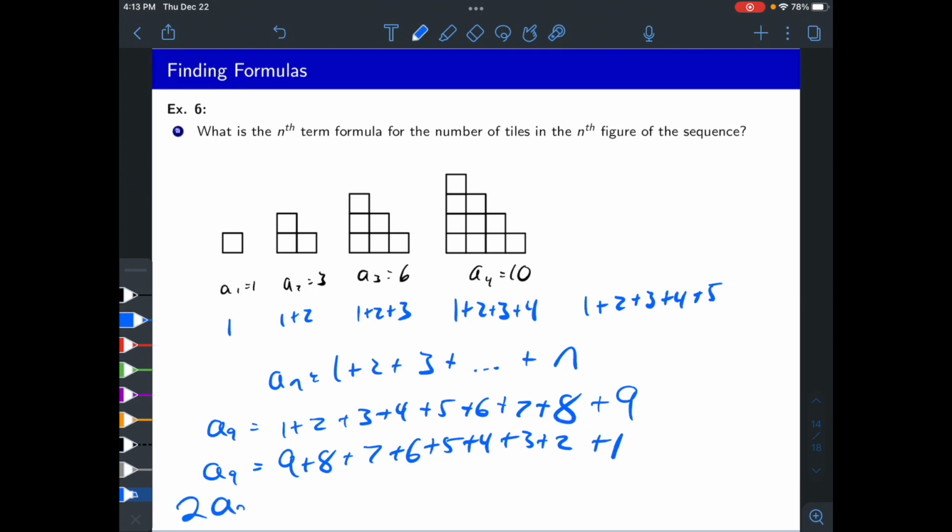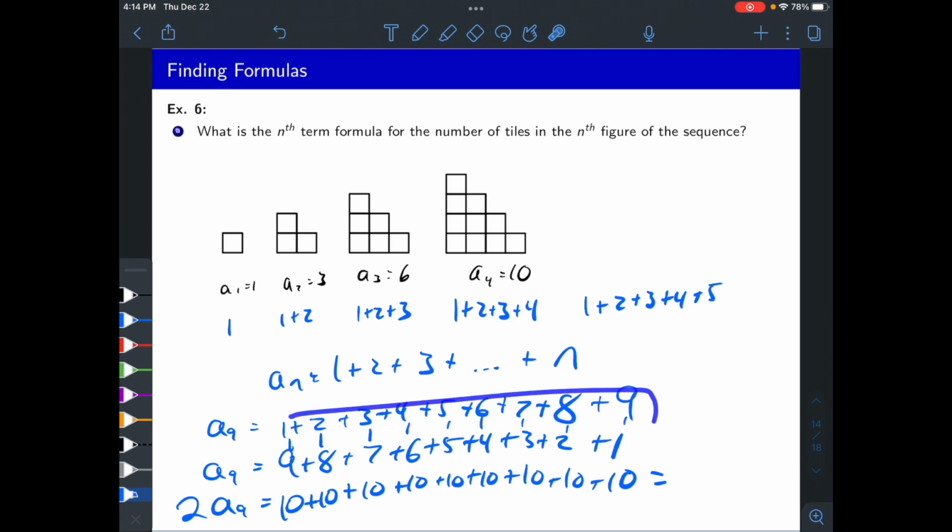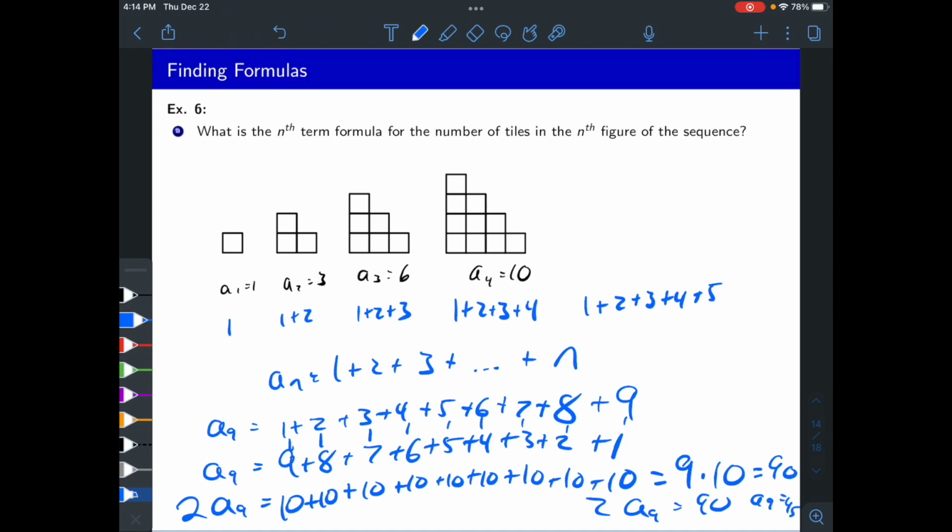So we're basically taking a sub 9 and adding it to itself, or doubling it. And then we would have 10 plus 10 plus 10, right? I'm adding this term to that, this to that, and each of those is 10. How many things do I have? Well, I counted from 1 through 9, so there are 9 of these terms. So this is 9 times 10, which is 90. So 2 times a sub 9 is equal to 90. So a sub 9 is equal to half of that, which is 45.